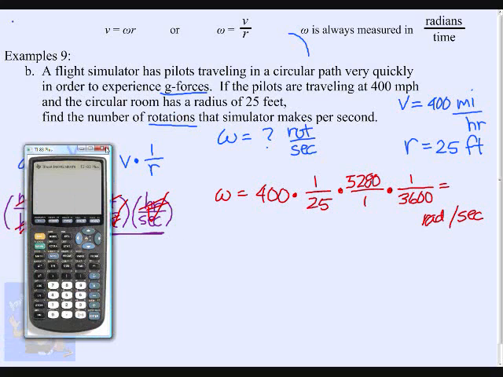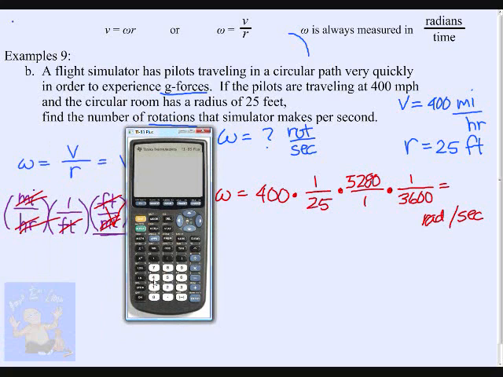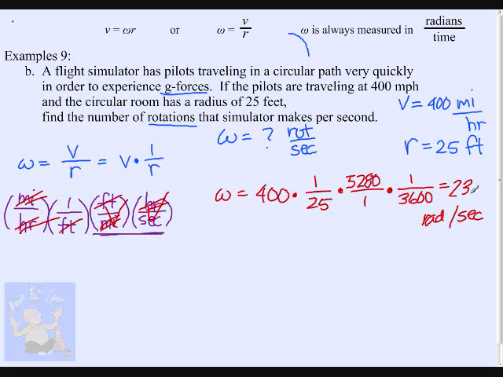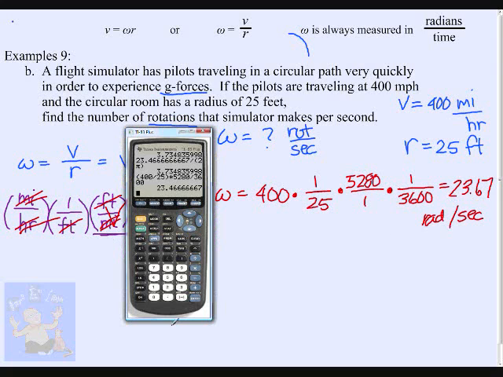Let me pull over my calculator and do all these calculations. So I've got 400, divided by 25, times 5280, divided by 3600. So this would be 23.67 radians per second. We know, of course, that I don't want my answer to be in radians.